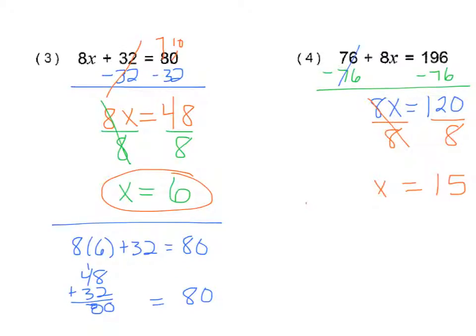So how did you do? I got x is equal to 15. I did this by taking the 76 that was there, so I subtracted 76 off of the left side, and I did it over here on the right side. And all I was left with is 8x equals 120. And I divided by 8, and when I divided by 8, I got 15.